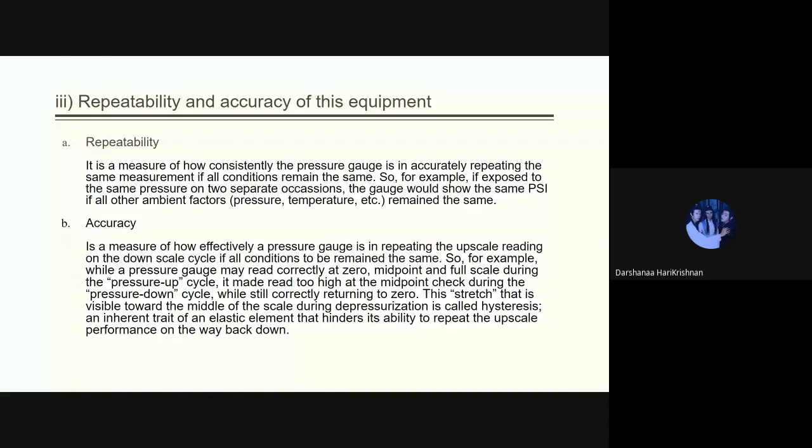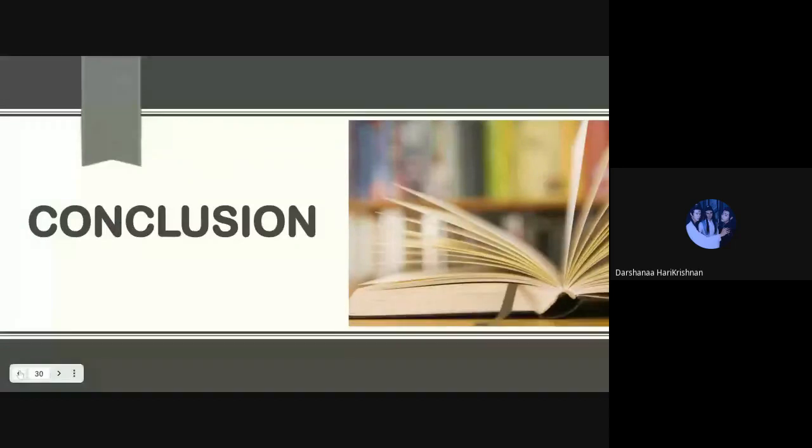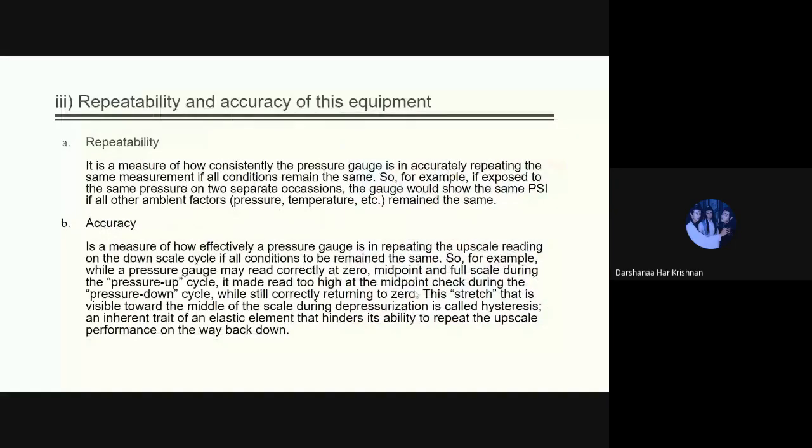B is accuracy, and is a measure of how effectively a pressure gauge is in repeating the upscale reading on the downscale cycle if all conditions remain the same. For example, while a pressure gauge may read correctly at 0, midpoint and full scale during the pressure up cycle, it may read too high at the midpoint check during the pressure down cycle, while still correctly returning to 0. This stretch that is visible towards the middle of the scale during depressurization is called hysteresis, an inherent trait of an elastic element that hinders its ability to repeat the upscale performance on the way back down. I'll pass to the next presenter.